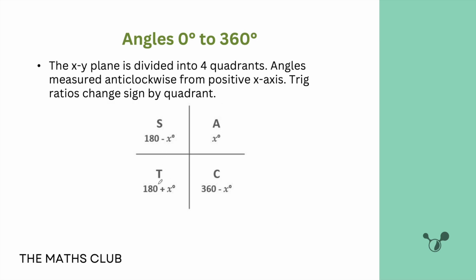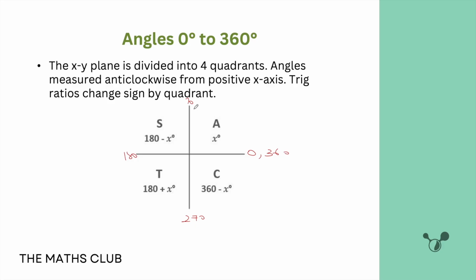So we have CAST. You don't cast. So CAST, what does that mean? Let's start from this A, and it's CAST, right? It starts from the A. A means all: sine, cos, tan between 0 degrees and 90 degrees are positive. So this is 0, this is 90, this is 180, this is 270, and of course this is 360. So all ratios between 0 degrees and 90 degrees are positive.